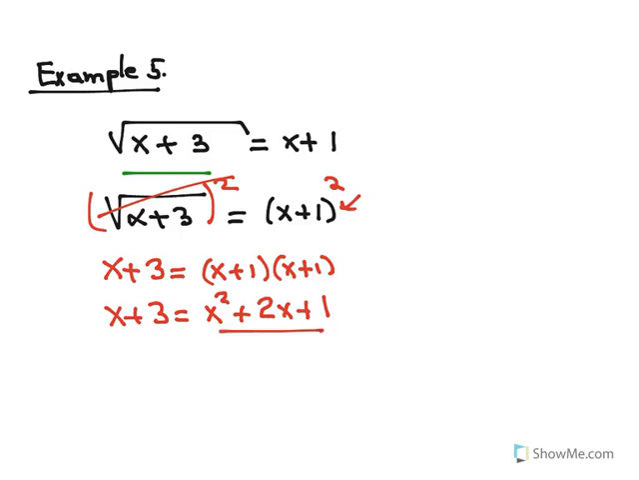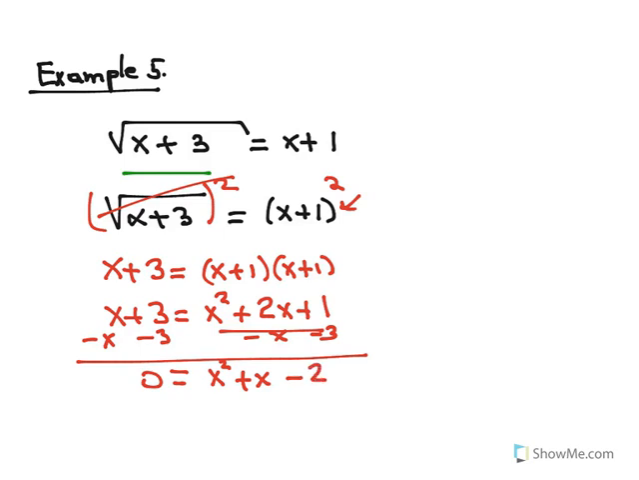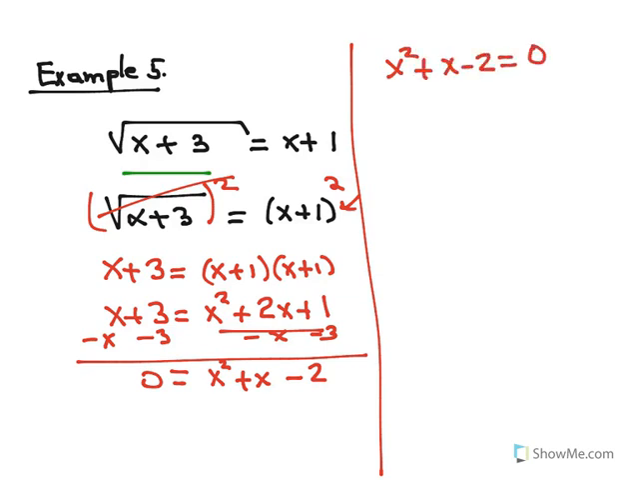How do I solve a quadratic equation? Remember, I need a 0, so I'm going to subtract x and subtract 3, and what I'm going to get is x squared plus x minus 2. Okay, so that's the equation I have. x squared plus x minus 2 equals 0.